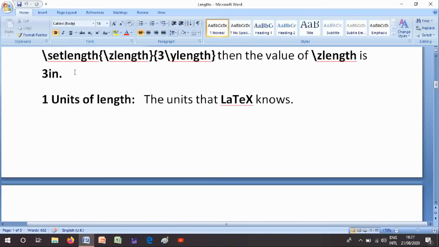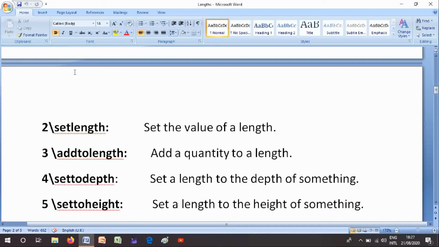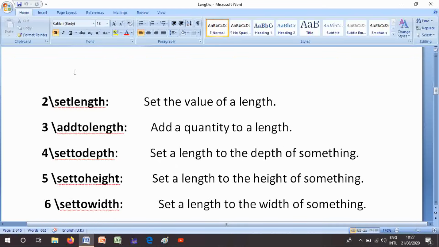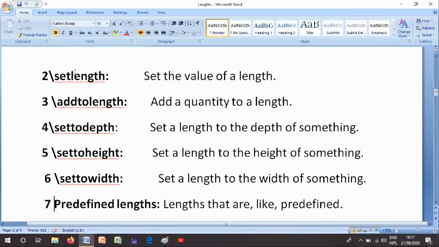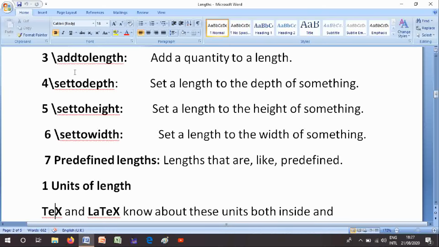Number one is units of length, the units that LaTeX knows. Number two, set length, set the value of a length. Number three is add to length, add a quantity to a length. Number four is set to depth, set a length to the depth of something. Set a length to the height of something. Set to height, set a length to the height of something. Number five is set to width, set a length to the width of something. Number seven, predefined lengths, lengths that are predefined.